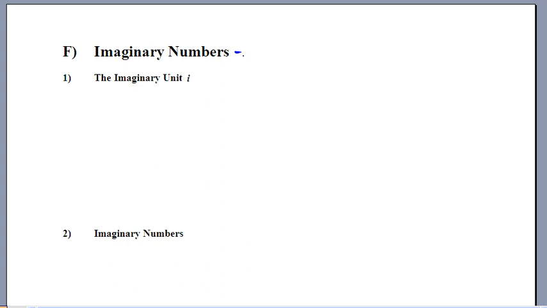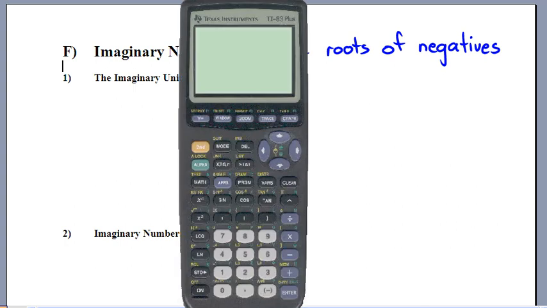So what do we know about imaginary numbers from just math here at Penn High? Well, people have been saying these are all about the square roots of negatives. So let's put that in here. And then I'm going to grab my calculator and just see what it thinks about it. What is the deal with square roots of negatives?